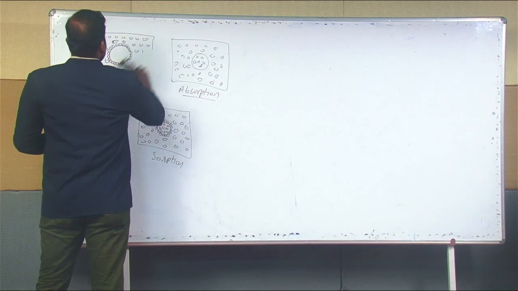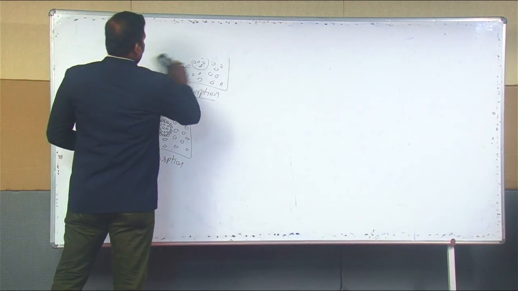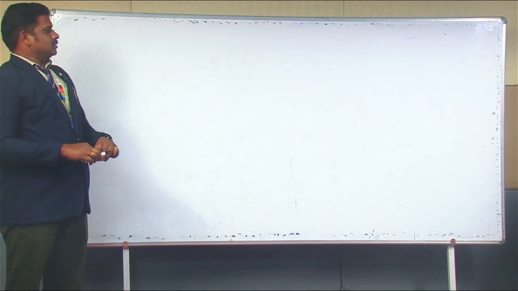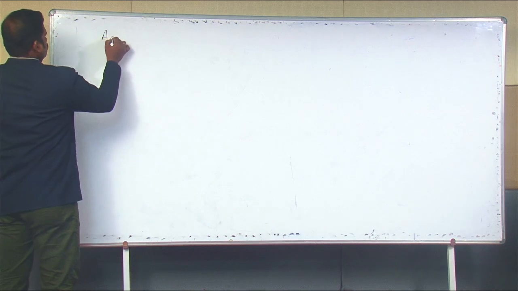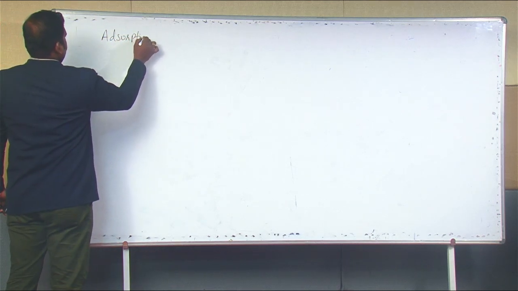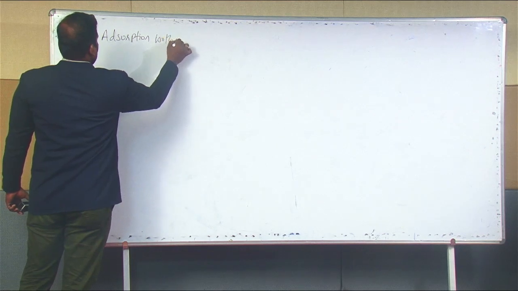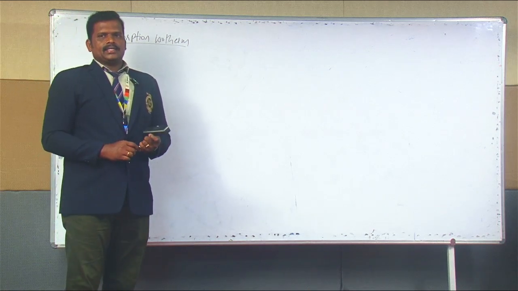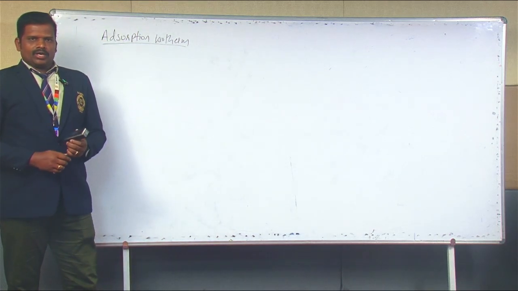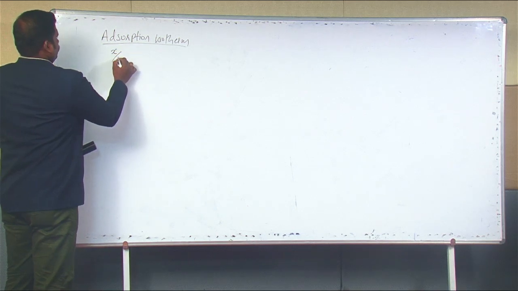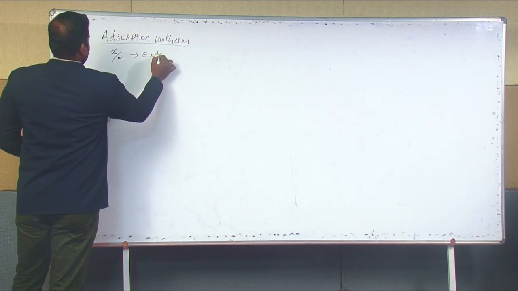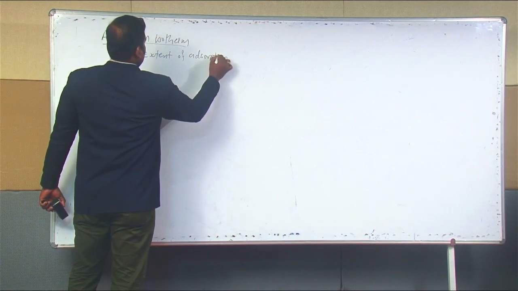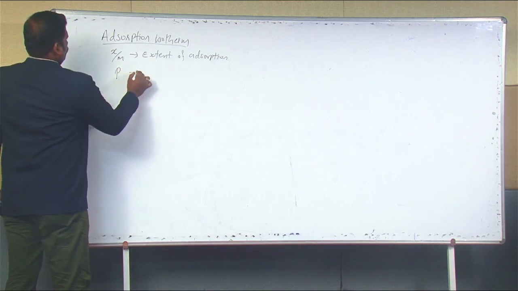Right. Next, we are going to see what adsorption isotherm is. Adsorption isotherm can be defined as a relationship between the magnitude of adsorption, that is x by m, that means the extent of adsorption, and pressure.